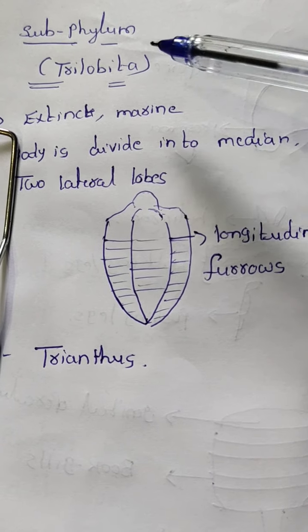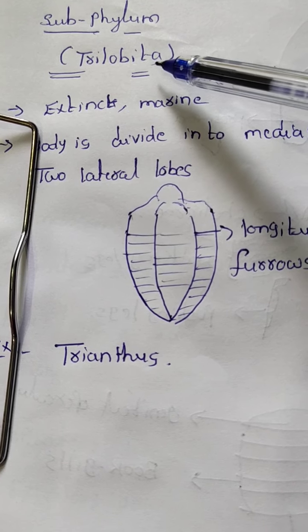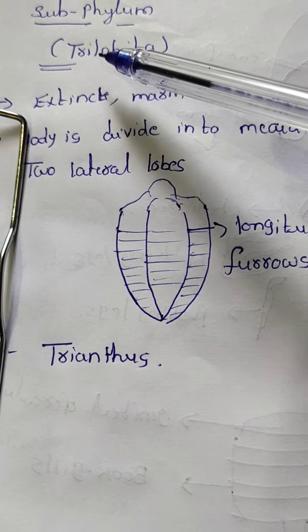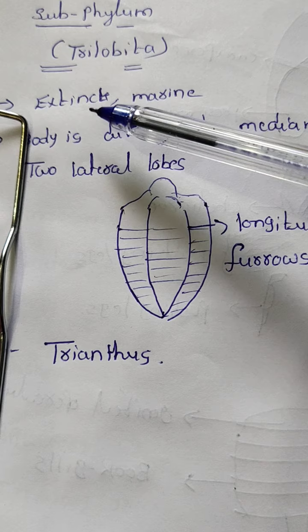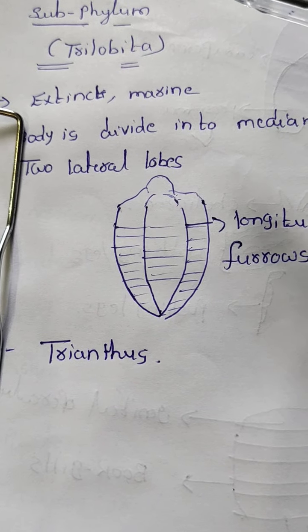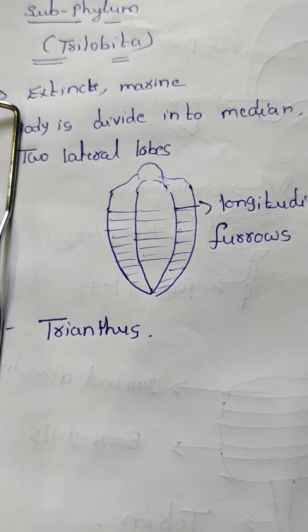Today we can discuss about arthropoda subphylums. The first subphylum is the trilobita. Tri means three. Here, the trilobita organisms are extinct. Extinct means that the organisms are not present now, and it is a marine type of habitat.